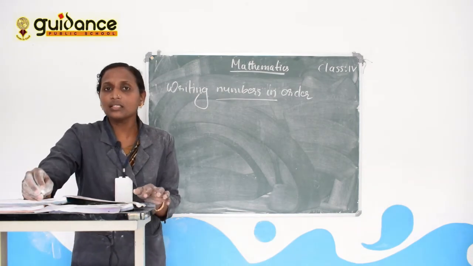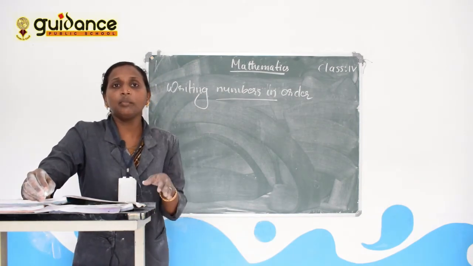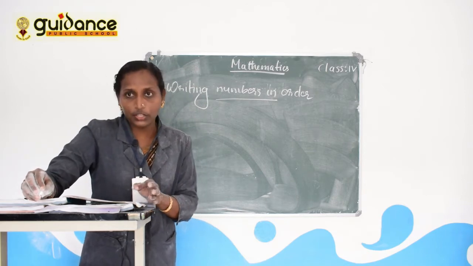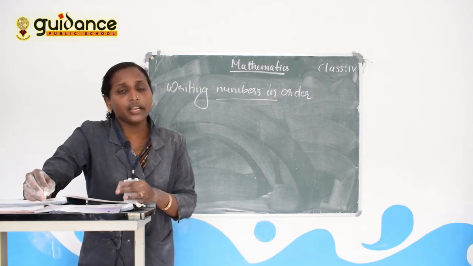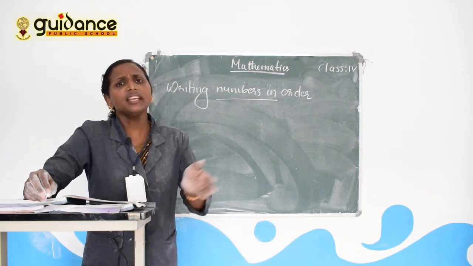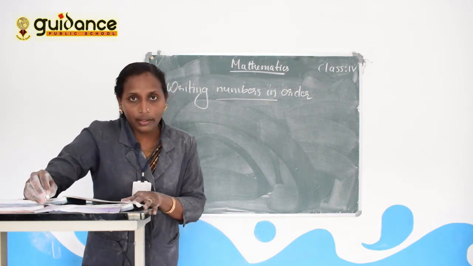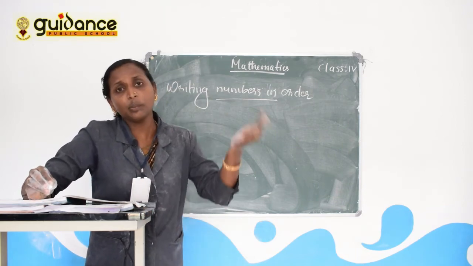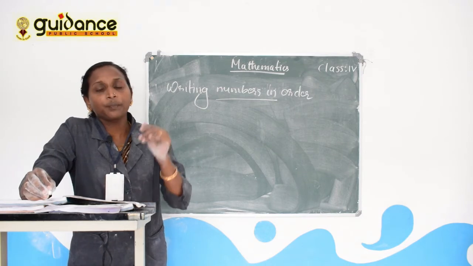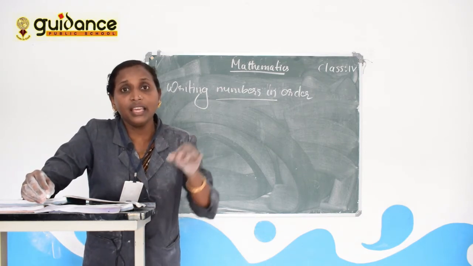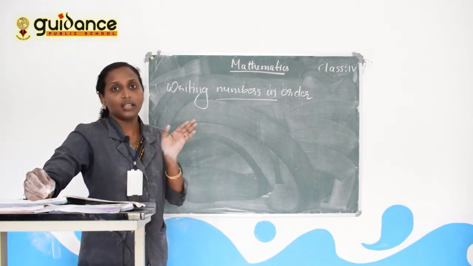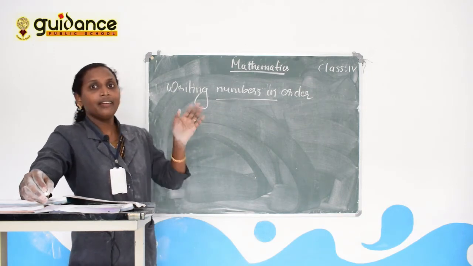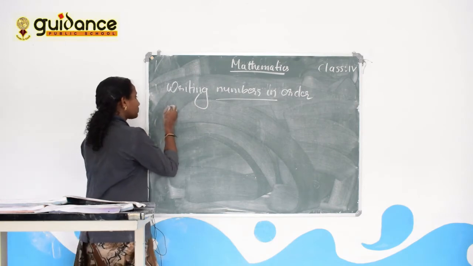So writing numbers in order means the numbers can be written in the ascending order or descending order. You have studied ascending order and descending order in the previous classes. So what is ascending order? Ascending order means the numbers are written from smallest to biggest. And what is descending order? The numbers are written from biggest to smallest. So first we have to write the numbers.